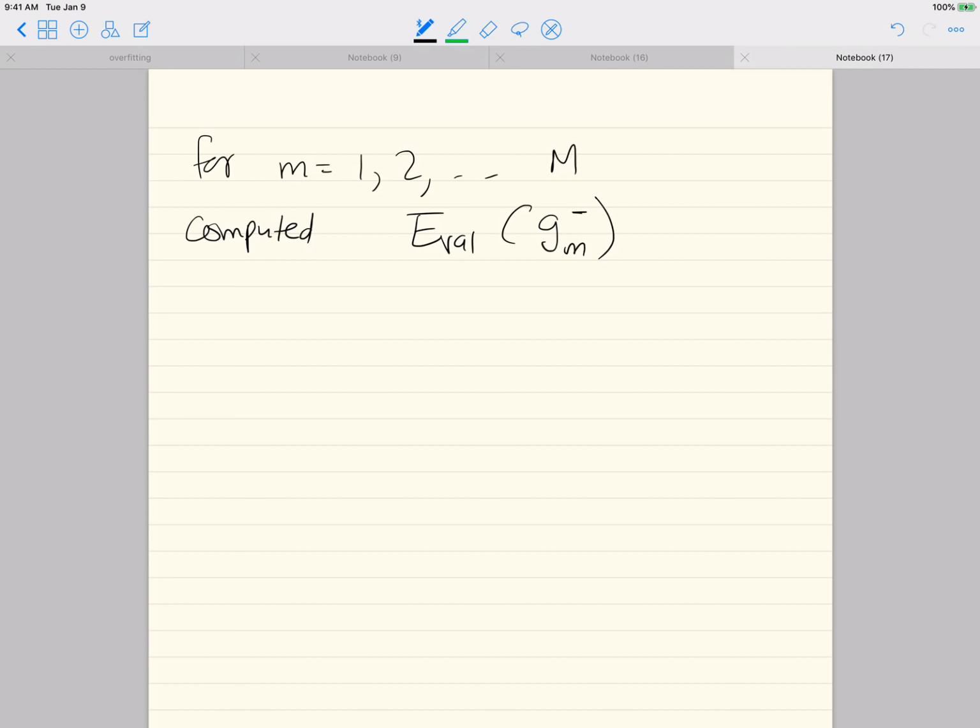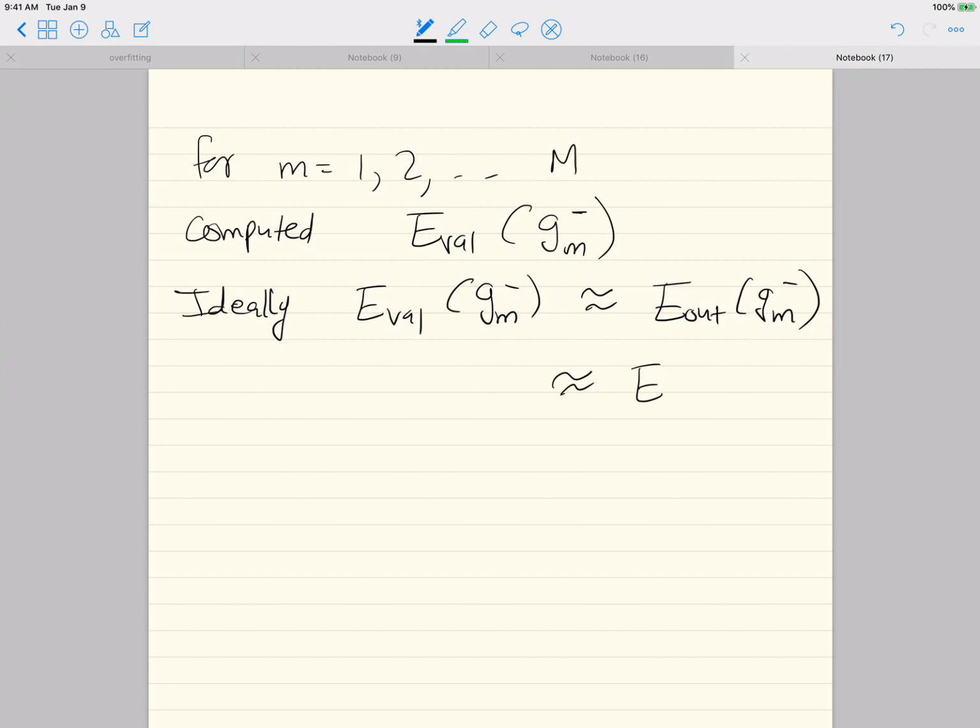Now, naturally, what we want is that Eval of gm minus should be close to E out of gm minus, the test error at gm, or at least for m star, the one that we do compute, it should be close to E out of gm star. This is the approximation we want to have. For the m star that we select, we want to have this property. And the question is under what conditions this holds.